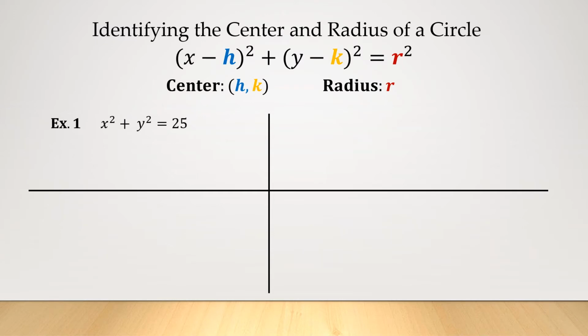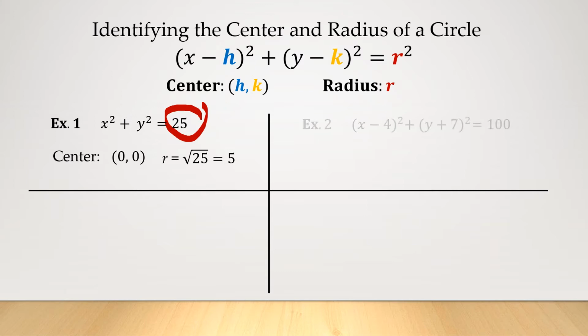So let's look at example 1. In example 1, notice that there is no subtraction inside of a parentheses for x or y. So what that means is that the center is going to be 0, 0, which is the origin. The radius is going to be the square root of 25, which is 5. So anytime you're trying to find the radius of a circle, you take this number, which is 25, and you make sure you take the square root of that number to get the radius.